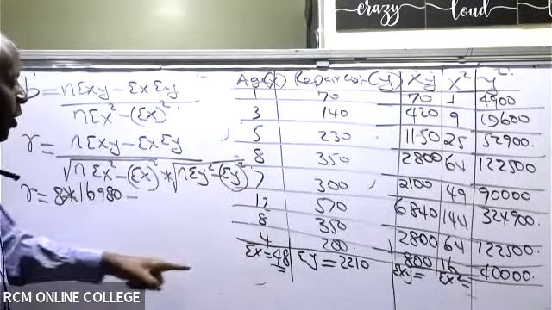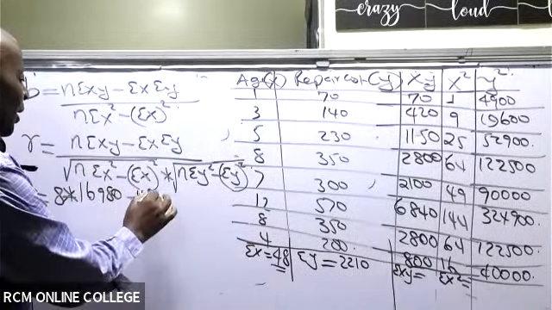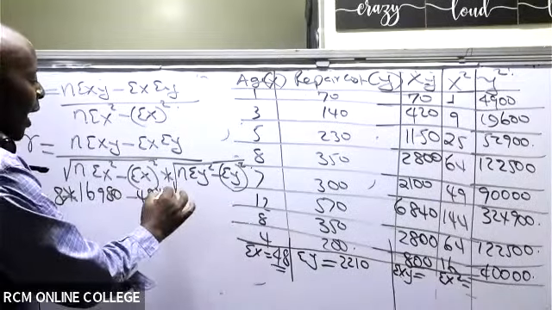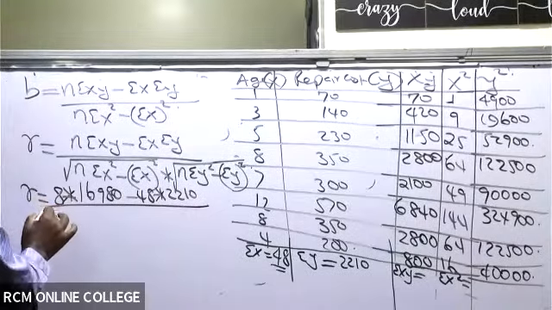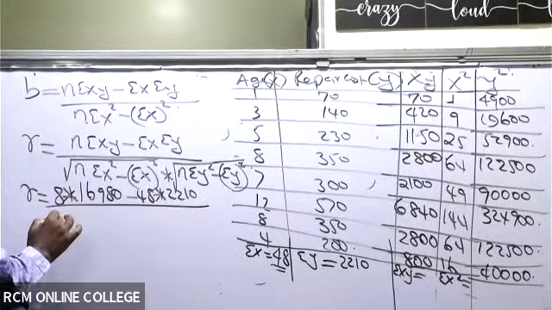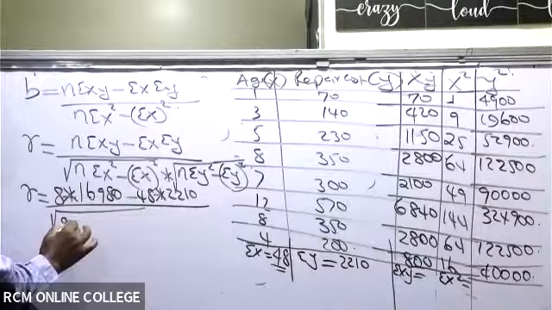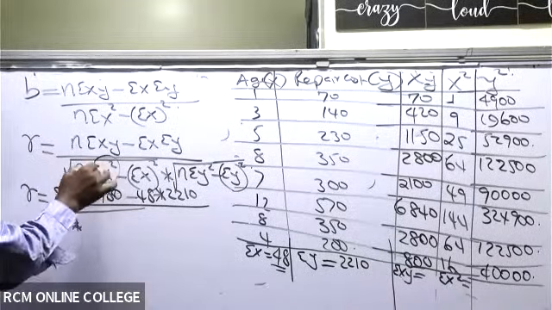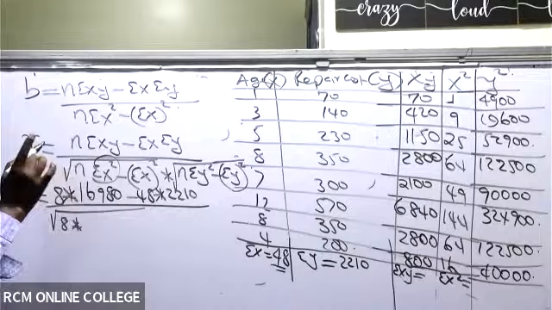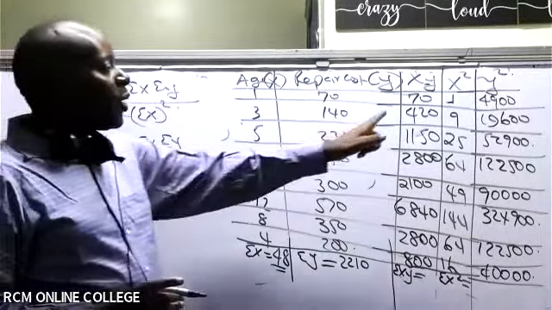Summation of x I have here, it is 48, times summation of y, which I have as 2210, all over the denominator. So for the denominator, we start with the square root of n, which is 8, times summation of x squared. Summation of x squared, we also have here.